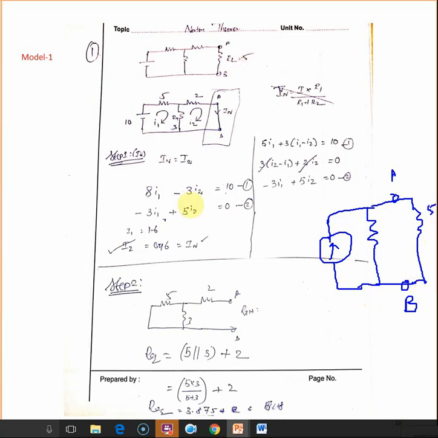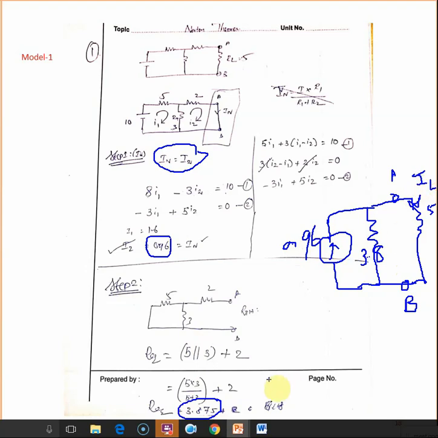What is step number 1? I_N is equal to I2. What is I2? I2 is 0.96. Substitute here 0.96. What is step number 2? R_TH you found 3.8. Substitute. Then what to do? Find the load current. I_L you need to find out.